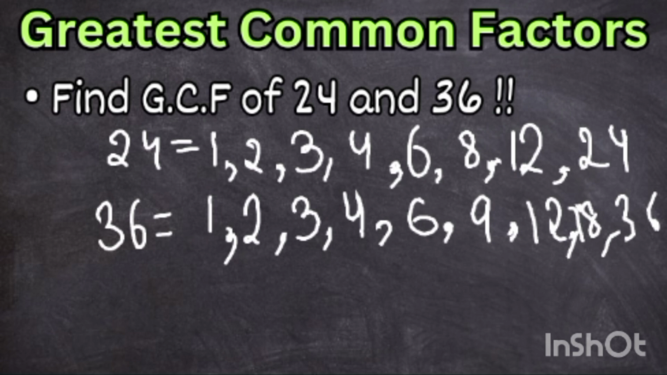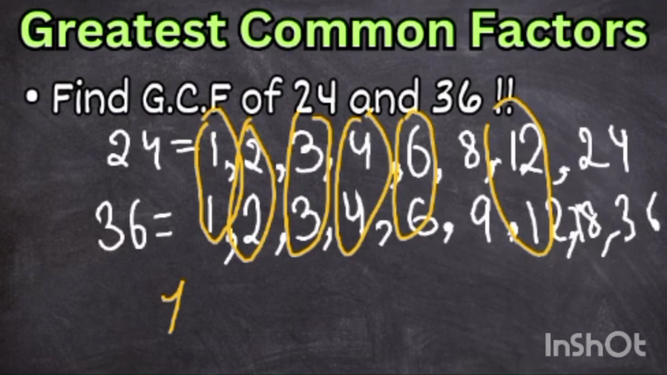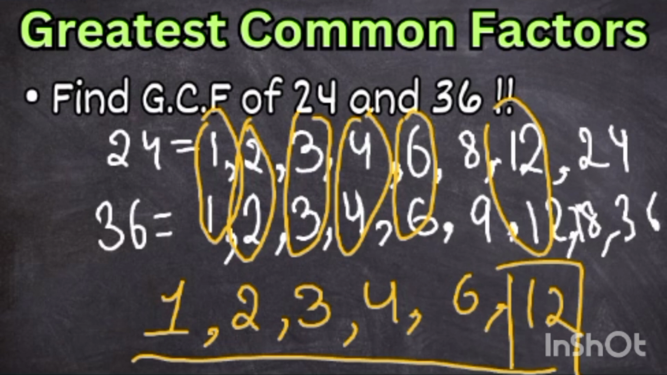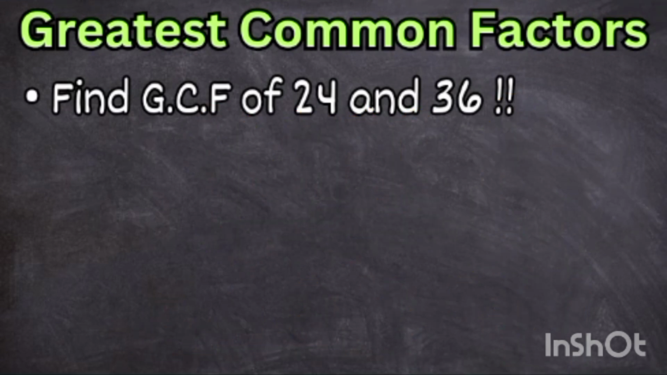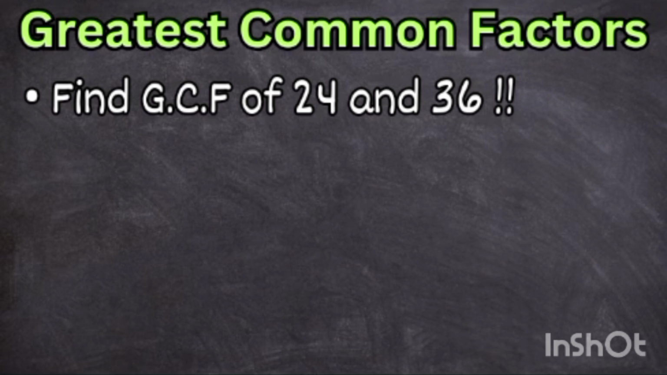Now we are going to list all the common factors. So the common factors are 1, 2, 3, 4, 6 and 12, and that's it. Now we are going to see which is the greatest common factor. So the greatest common factor is 12. It means the GCF, the greatest common factor, of 24 and 36 is 12. Now let's move to our next example.